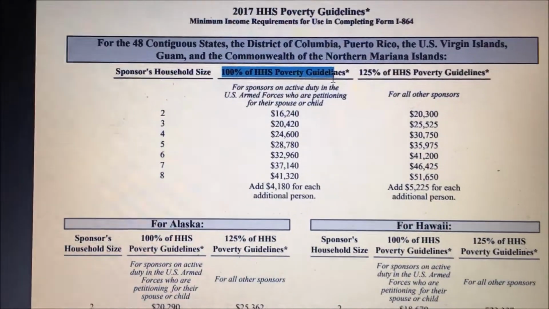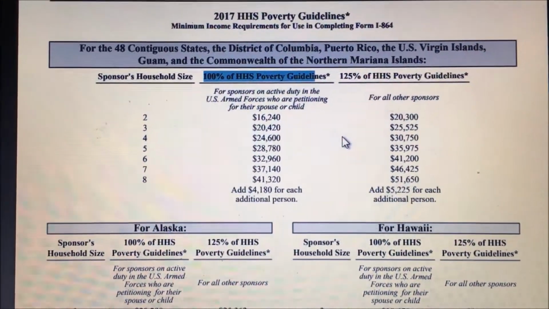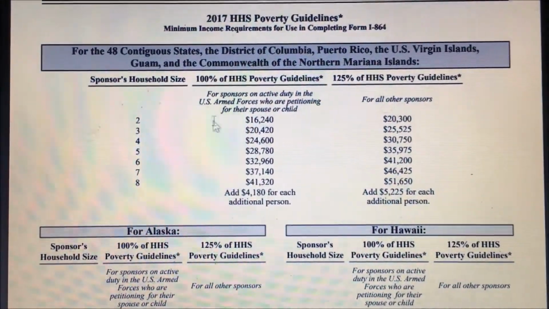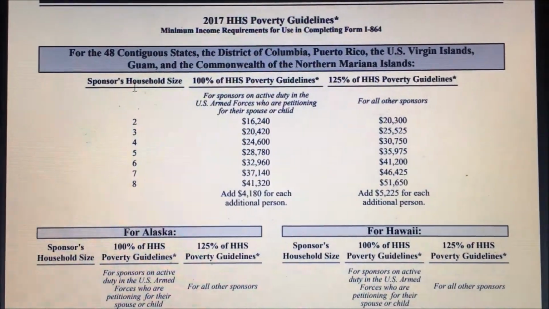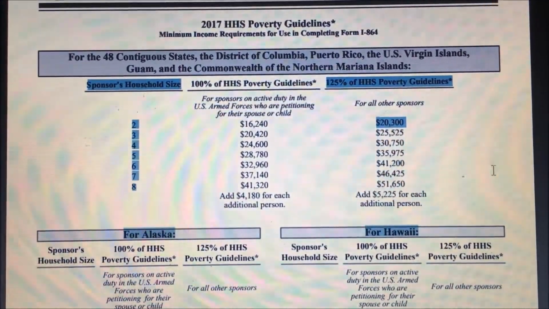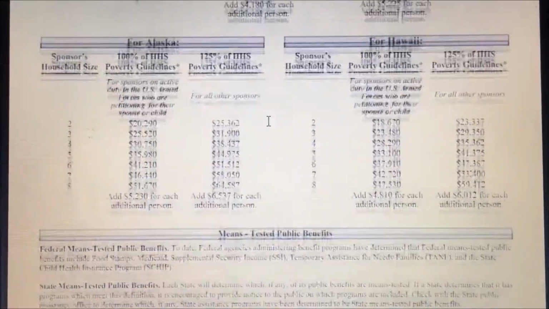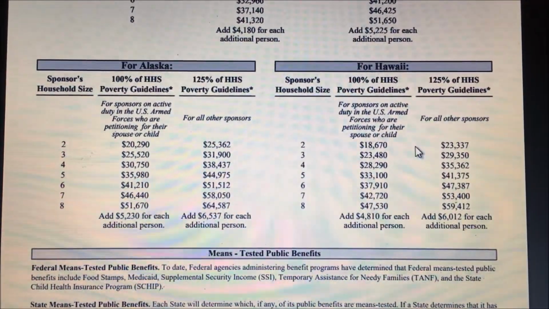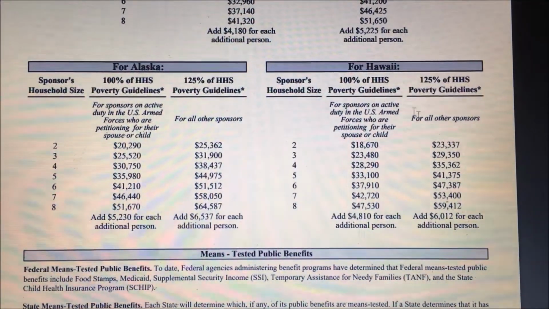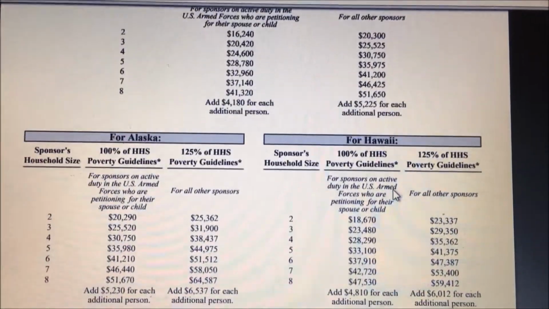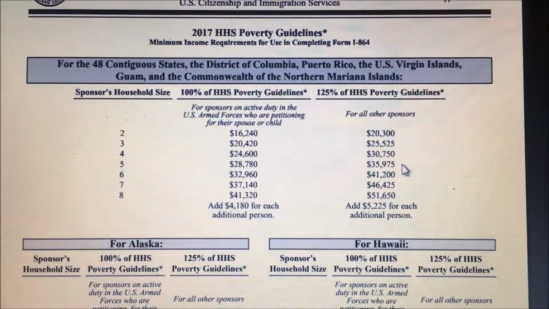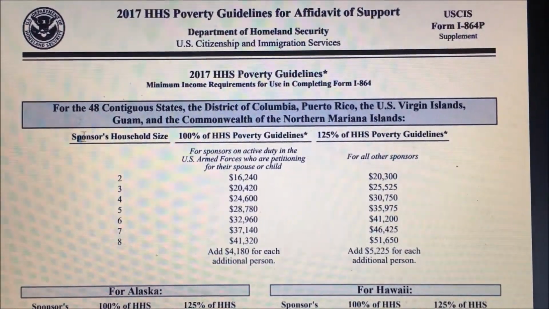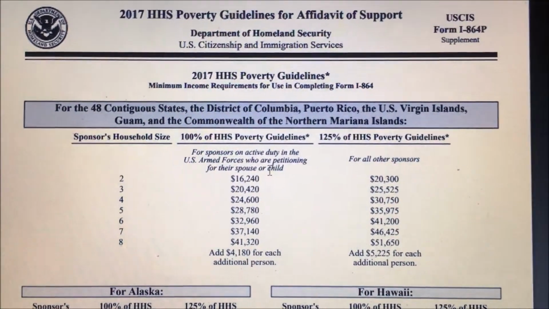First, go to the table based on where you live. Of course, you need to check where you live. So if you live in the US, you need to check this form. If you live in Alaska, you need to check this form. And if you live in Hawaii, you need to check this form. As for me, Marcus lives in the United States, so I need to check the poverty guidelines here.